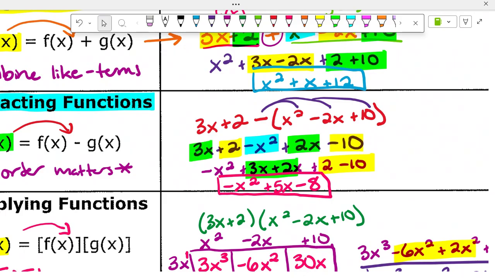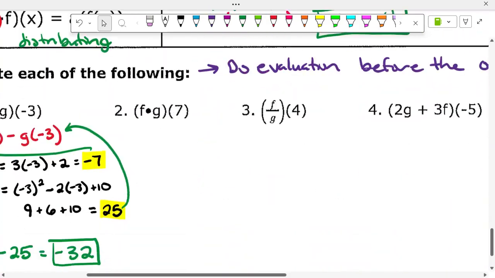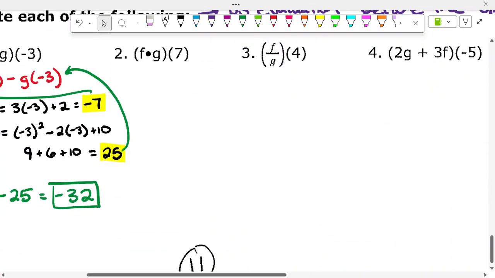The struggle with that is a lot of times, doing the operation algebraically, there's more room for error there than actually plugging the number into the original functions first, then doing the operation. So you could do the operation first. I just highly recommend you evaluate first.